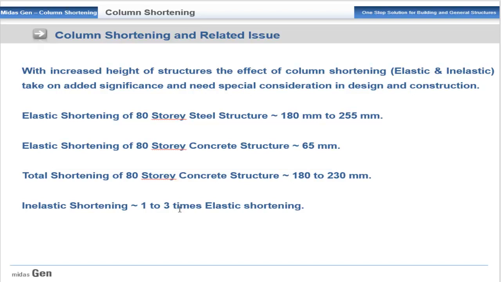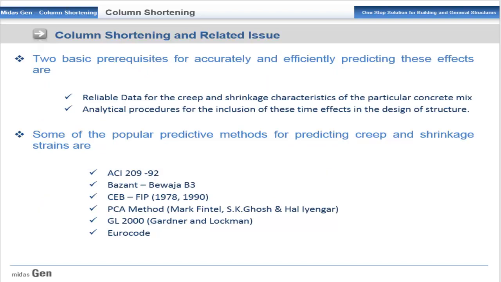Hence, the inelastic properties varying with time shall be considered for high-rise structures. The inelastic properties include creep and shrinkage and modulus of elasticity that varies with time. So there are two prerequisites for accurately and efficiently predicting these effects. One is the reliable data for creep and shrinkage characteristics for particular concrete mix, and second is a reliable analytical procedure for the inclusion of these time effects in the design of structure.